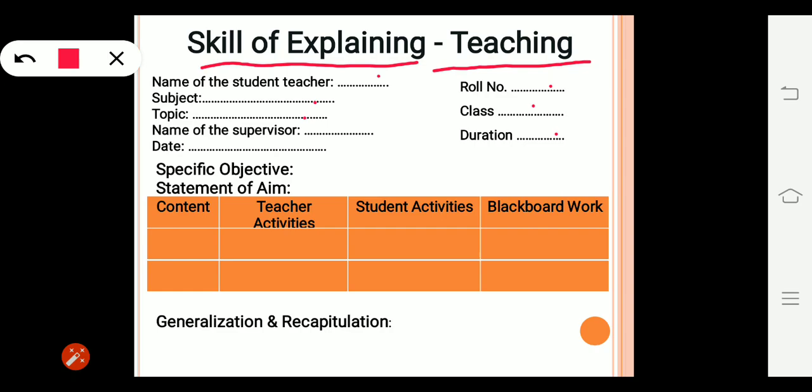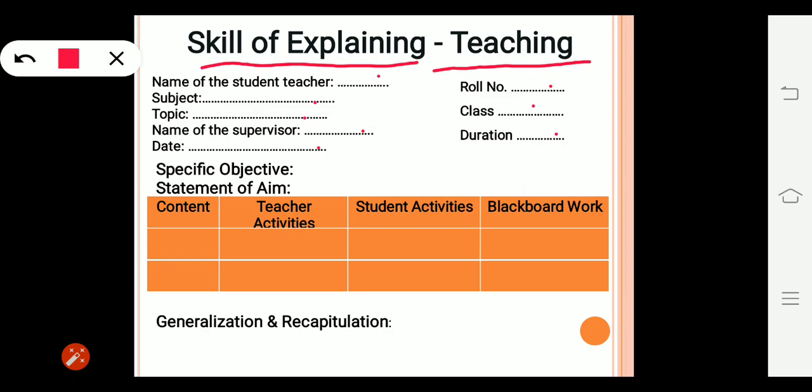Duration. Since you are preparing micro lesson, the duration will be 6 minutes. Name of the supervisor. Here the role of supervisor is played by one of your classmates. Then date. Fill the date on which you are preparing the micro lesson.